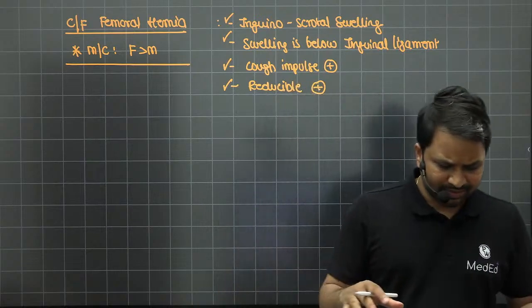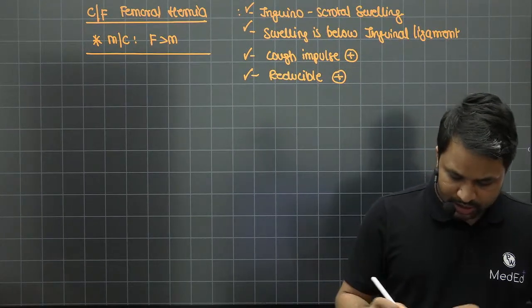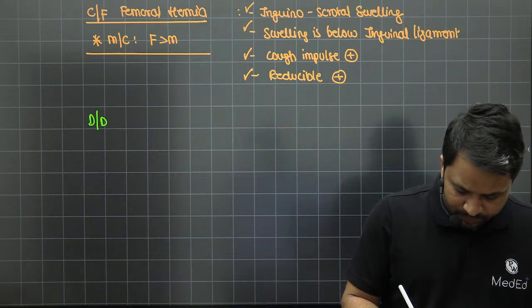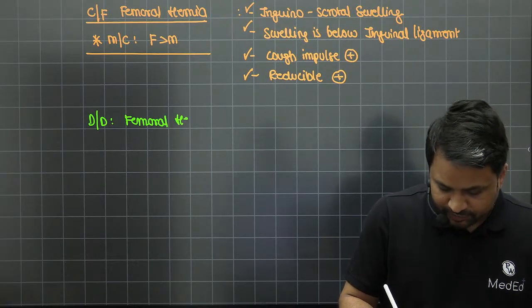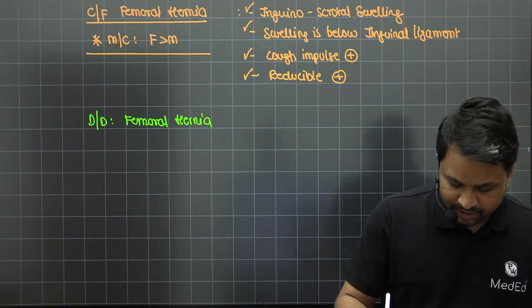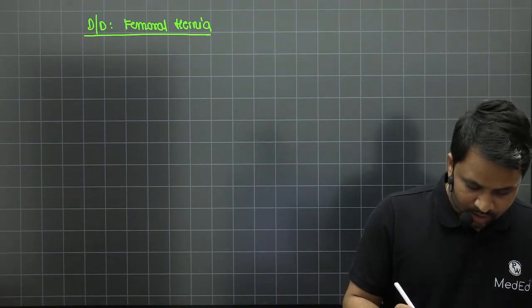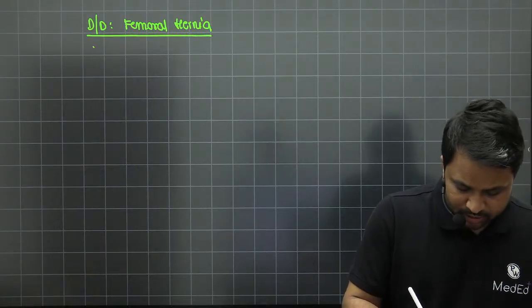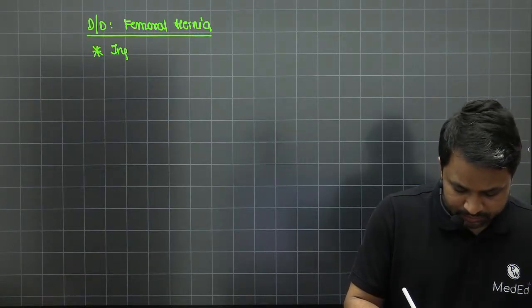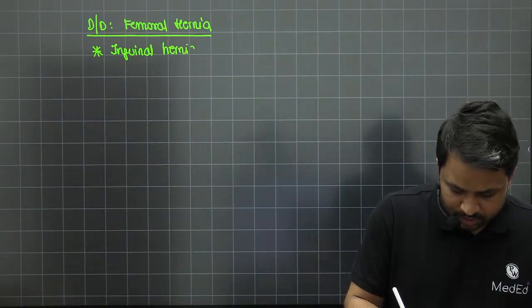You do the basic investigation. Now one thing that I want to bring to your notice is the differential diagnosis in femoral hernia. Especially when you're attending your viva, this is a very popular question that they'll ask you. What are the DDs that you can give me for femoral hernia? Number one, the most common DD for a femoral hernia is going to be an inguinal hernia.